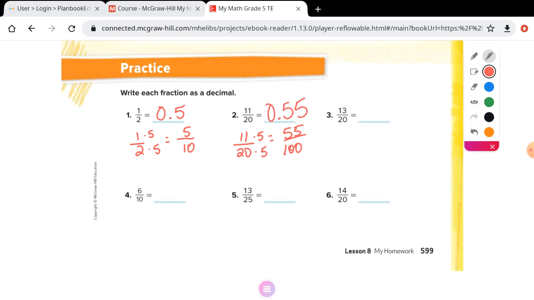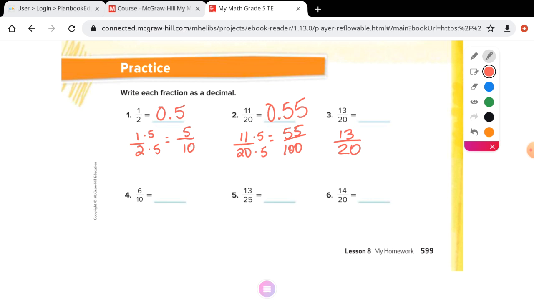0.55. Good job. Next one, 13 over 20. Aiden, option 1, option 2, or option 3? Option 2. Okay, why is this a 2? Because it doesn't have a 10, 100, or 1,000. Yeah, it doesn't have a 10, a 100, or 1,000.